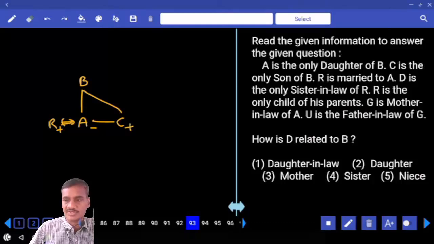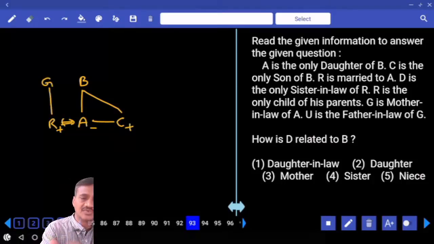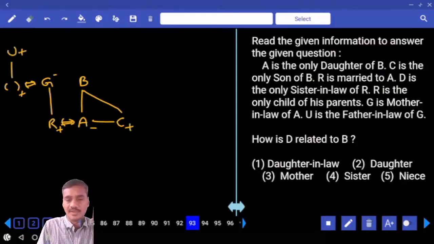Next one, G is the mother-in-law of A. G is a female, that is R's mother. And U is the father-in-law of G, which means U is G's husband's father. Done with this one? Let us keep this one aside.